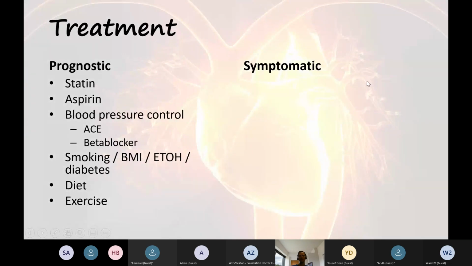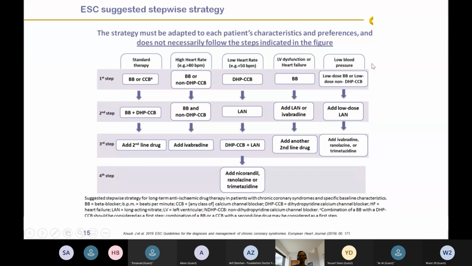And then symptomatic treatment of angina. This is quite a useful stepwise strategy from the ESC guidelines. So it looks a bit more complicated than it really is. It's actually not that hard. Start off with, first step, somebody with angina, you want to try and make it better. A beta blocker or a calcium channel blocker are the best first treatments.